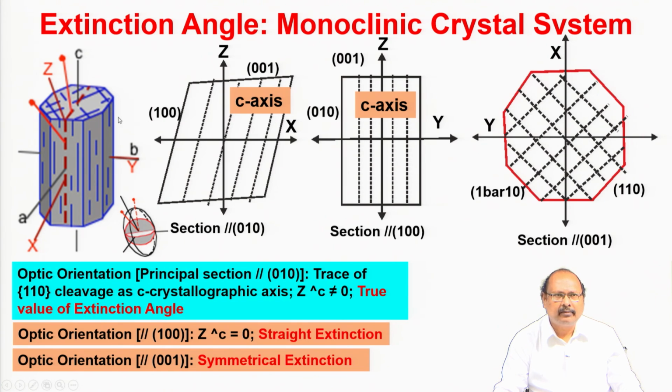Whereas, if you have the optic orientation of this 100 plane, here is the trace of the cleavage, which is the C crystallographic axis, which is parallel to the z here, and you also have the vibration direction y, which is parallel to B. So, here you see the crystallographic axes and the vibration directions coincide. So, a monoclinic mineral will show straight extinction in the 100 optic orientation, whereas in the 001 optic orientation, it will show symmetrical extinction, as we have discussed previously with an orthorhombic crystal.